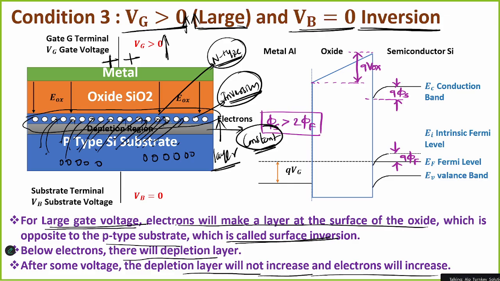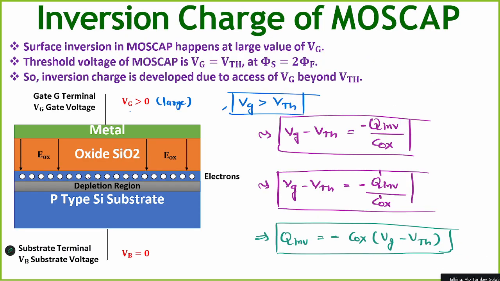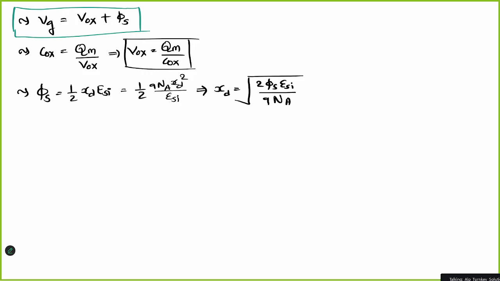So this is the inversion layer. This is the MOS cap under inversion. This is about the MOS capacitor.